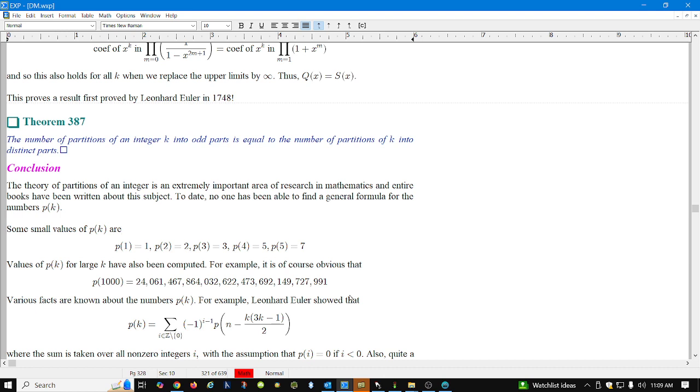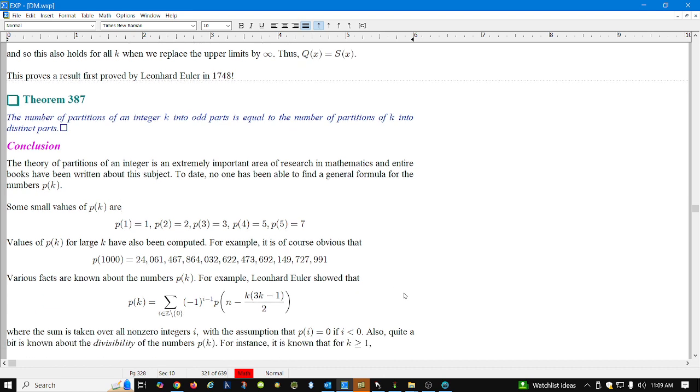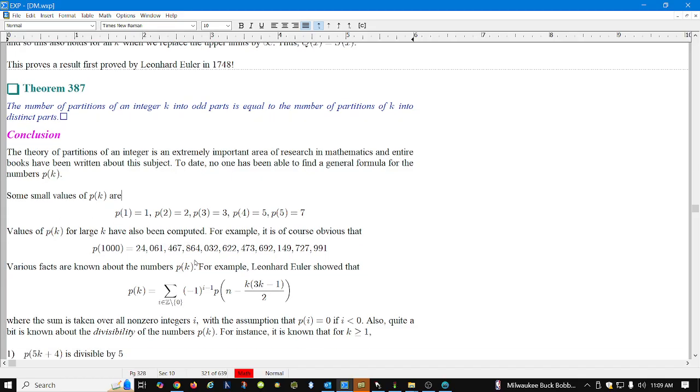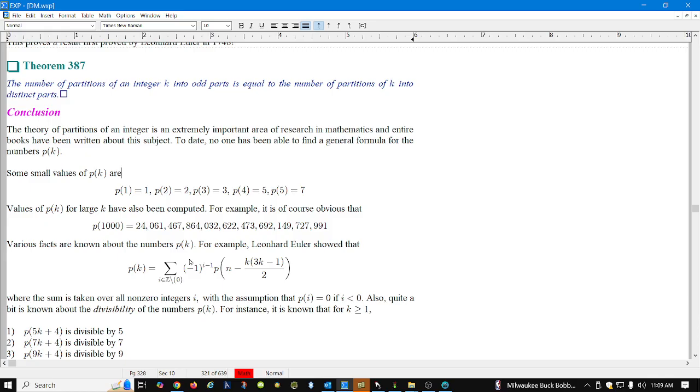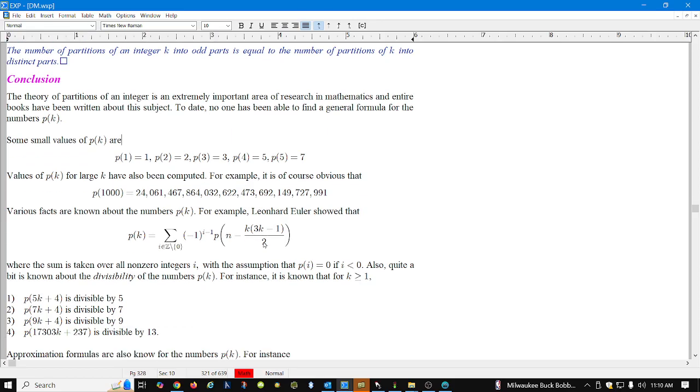Various facts are known about these numbers. Euler also showed that P of k is equal to this nasty looking sum involving P of other values. Okay, I don't even want to think about this, but it's an example of the kind of stuff we do know. But the sum is taken over all the non-zero integers i, with the assumption that P of i is 0 if i is less than 0. As I say, I don't even want to think about this. I just wanted you to see it.